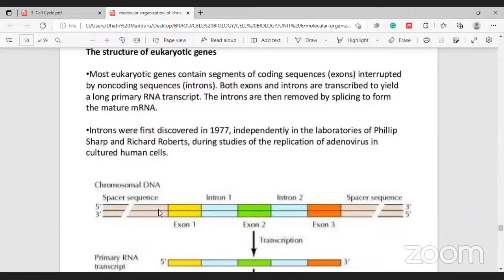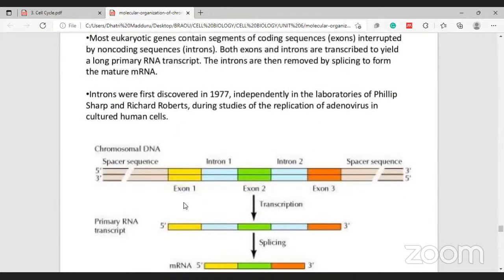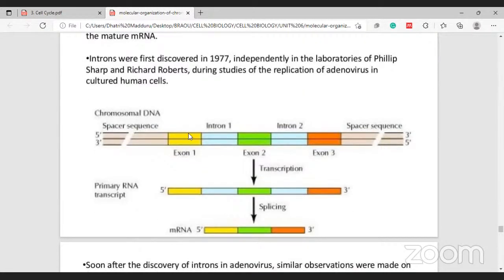Usually in prokaryotes, we don't see any introns and exons. Everything is arranged side by side and can code for proteins. But in eukaryotes, we have the coding sequences, which are called exons, interrupted by the non-coding sequences, which are called introns. After transcription, these introns will be spliced. So this is the chromosomal DNA, you can see. These introns are removed and all these exons are attached side by side to form a primary RNA transcript.